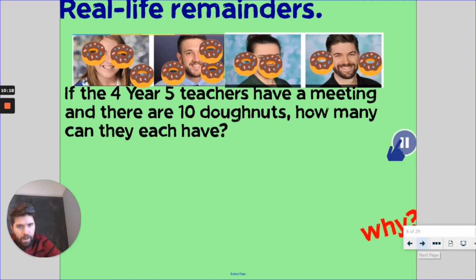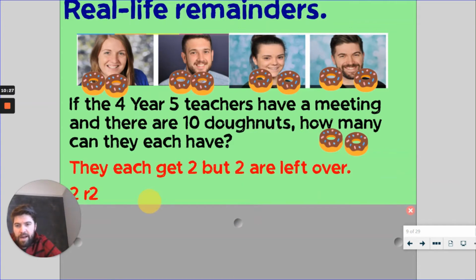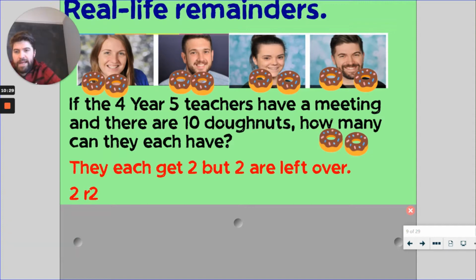Well, realistically, they can each have 2, and we just have to have 2 left over that we can't share equally. And this is the kind of division we've been doing where we've had our remainder as an R value. So we have 2 donuts, 2 left over. So 10 divided by 4 is 2 with a remainder of 2.